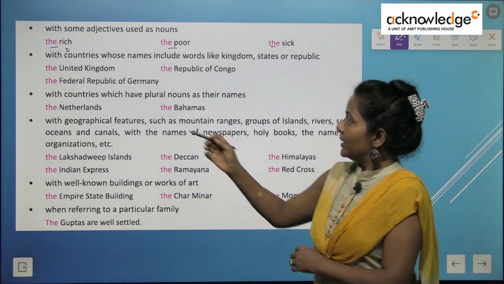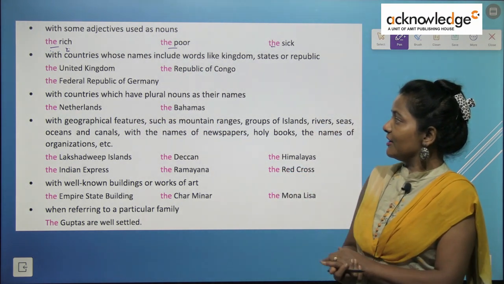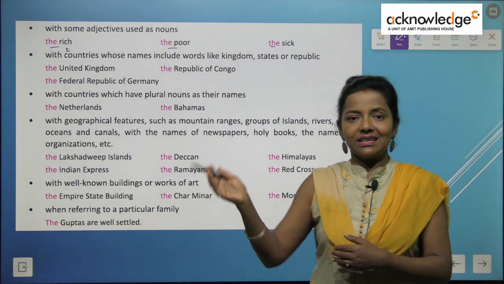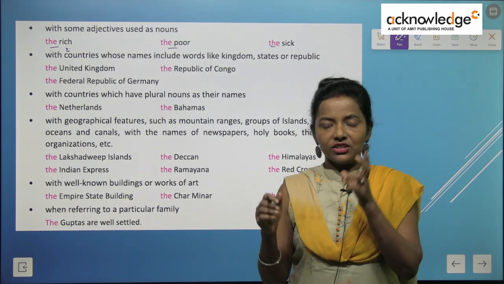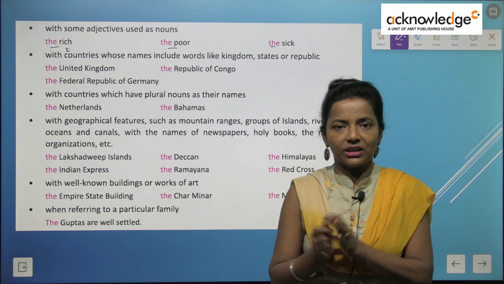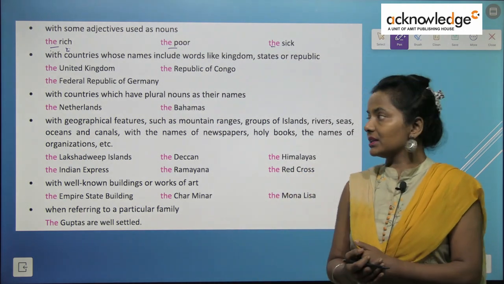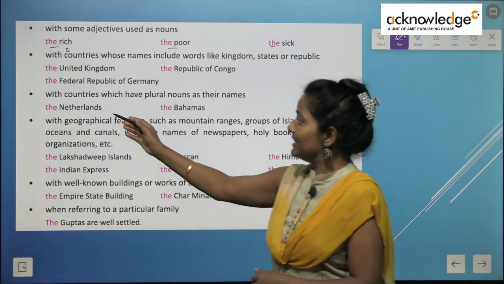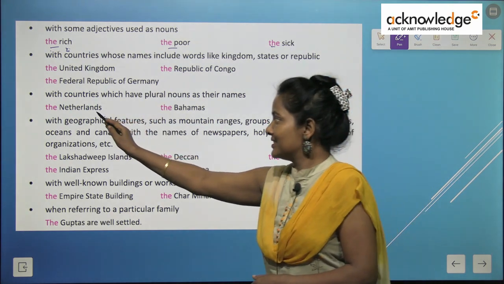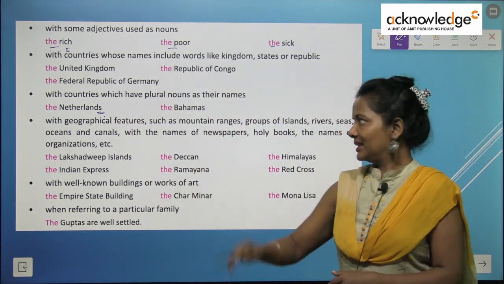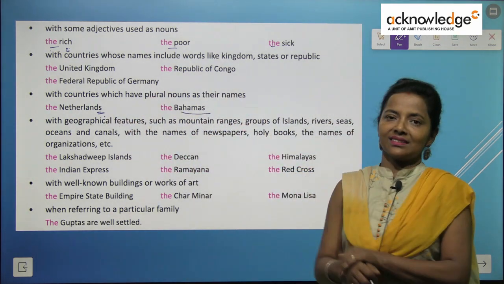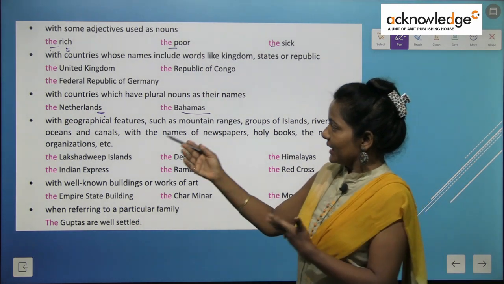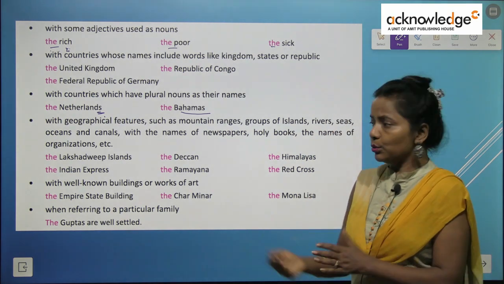Okay. With countries which have plural nouns as their names. Plural nouns means those with an s attached. Any country whose name has an s at the end works like a plural noun, so there we use the. The Netherlands, see lands, s, plural. The Bahamas, here we use the. Again, where else can we use the?